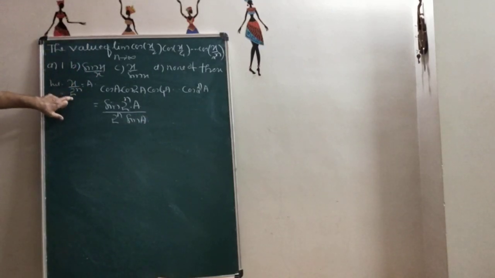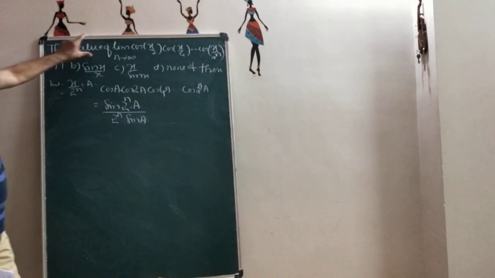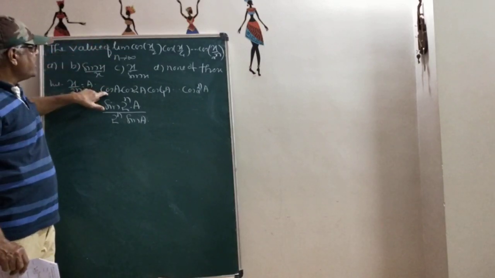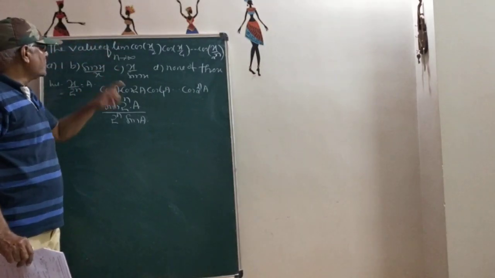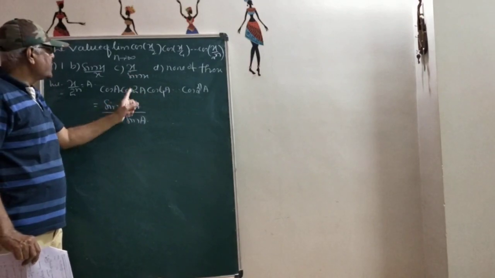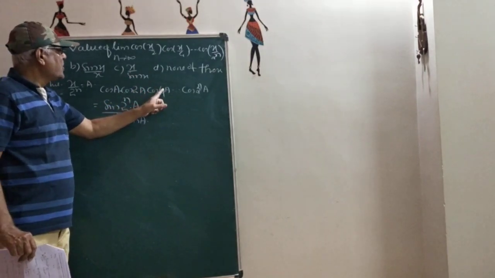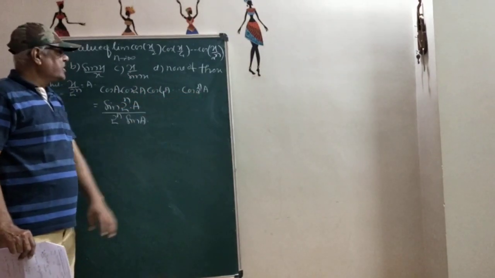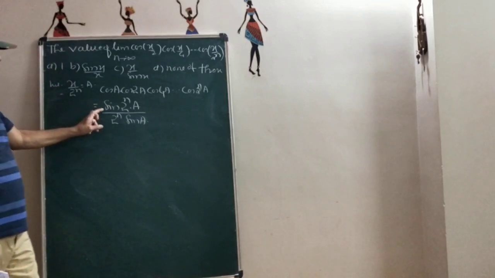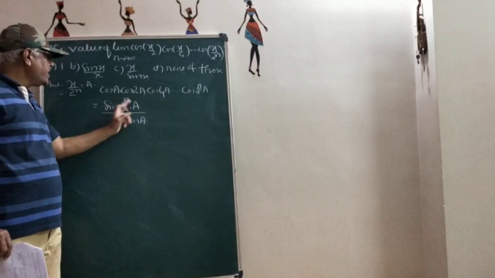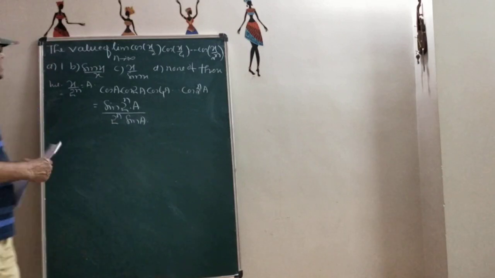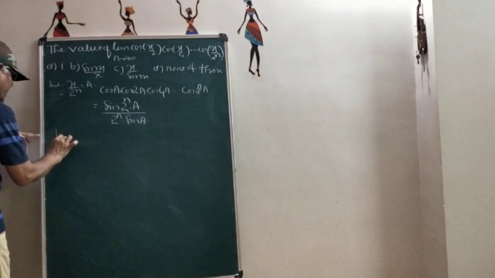Now let us take x divided by 2 raised to n equal to a. Then this expression is cos a, because n value is equal to 1, cos 2a, that is n value equal to 2, cos 4a, and so on, cos 2 raised to n into a. Now this expression is equal to sine of 2 raised to n into a divided by 2 raised to n into sine a. So therefore L means what?